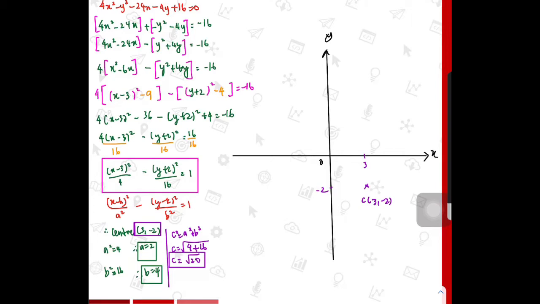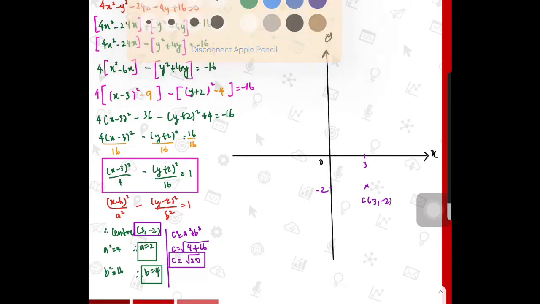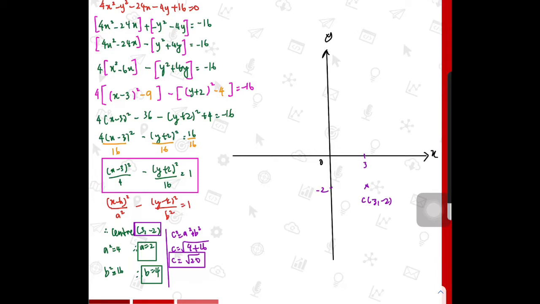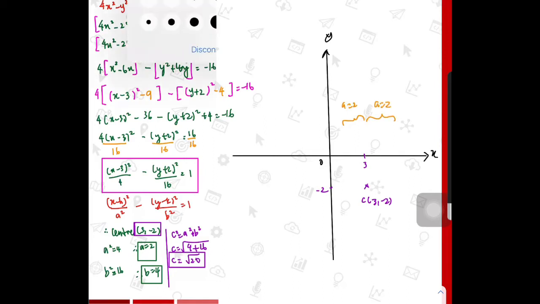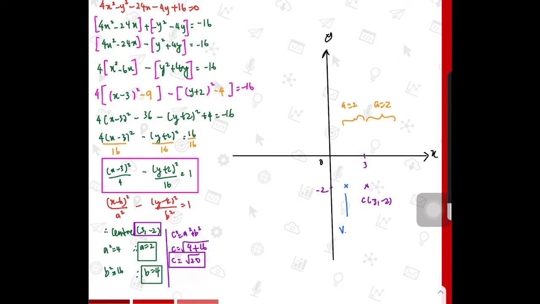Alright, so next let us straight away find the vertices. The distance between your center and also vertices is 2. Okay, so let's go to the right, and then let's go to the left. Therefore, your vertices here, V1 is here, and another vertex, V2 is here. Let us name it.